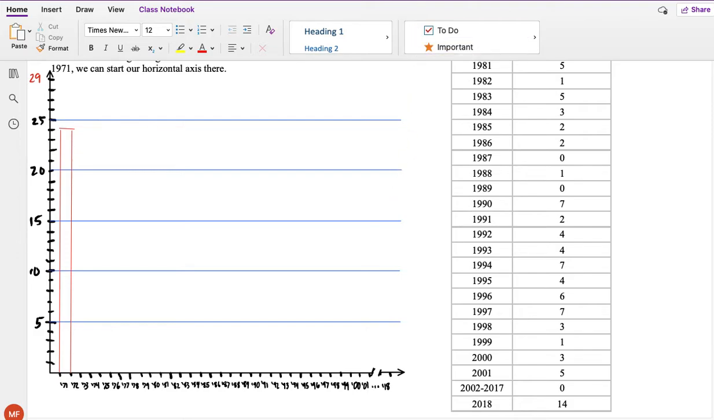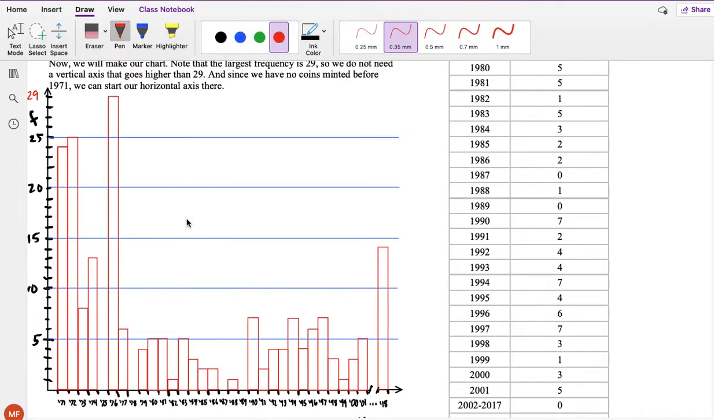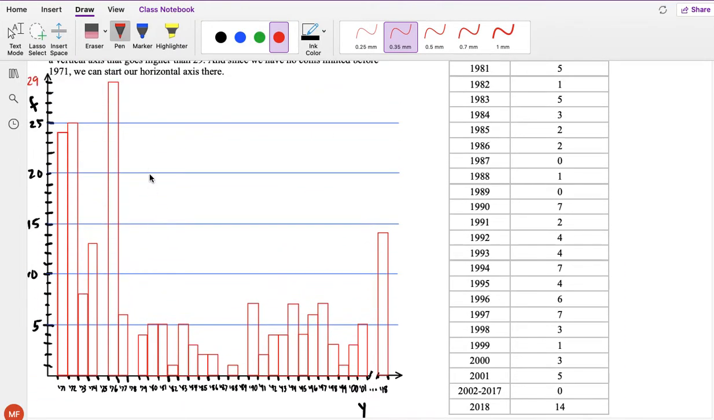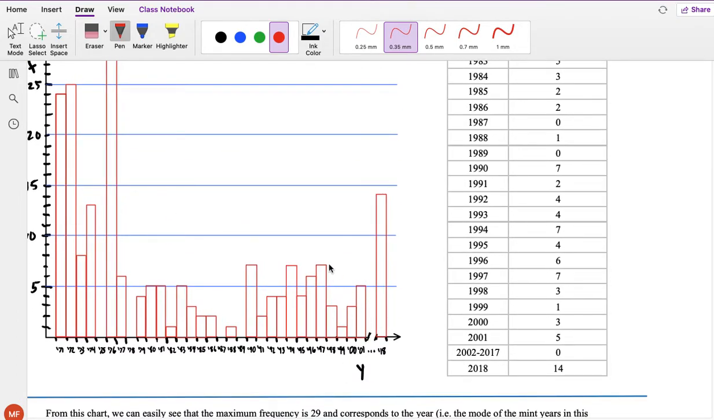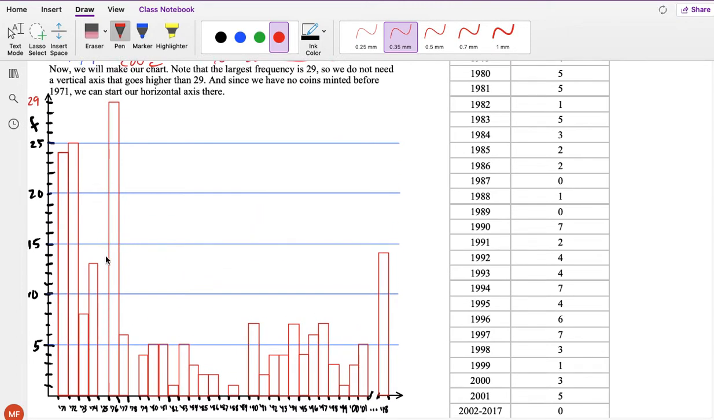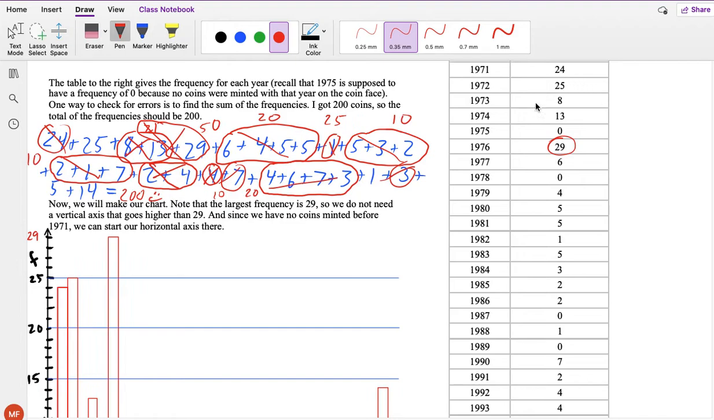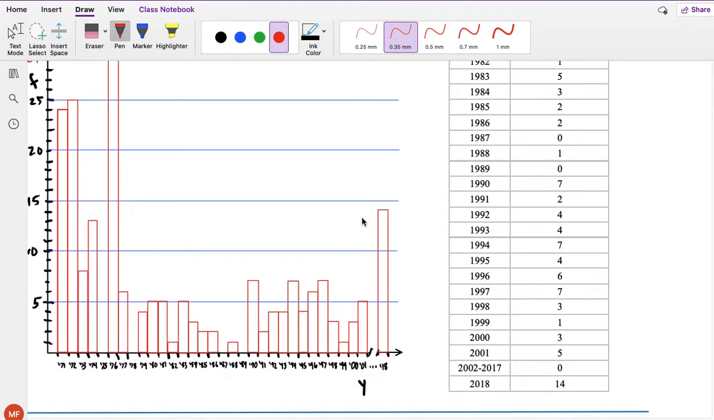So I'll be back. I'm back, and I have drawn the rest of my chart. So we have, again, just reminding you that frequency is over here. That's the vertical axis unit, and year is down here. And so we see that we have all these various heights starting at 24, going up to 25, going down to 8, and so on as we move across here, and those correspond to our frequencies in our frequency chart.